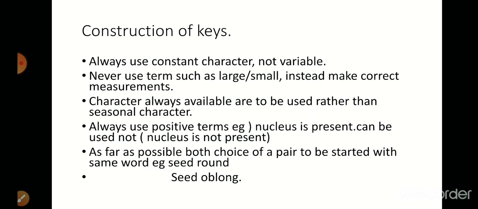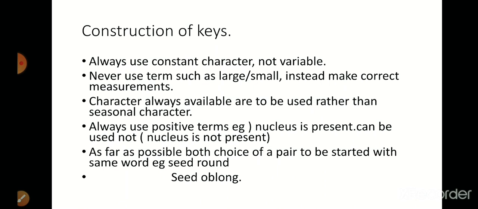As far as possible, both choices of a pair should be started with the same word. For example, seed round, seed oblong. For the construction of keys, both statements we choose should start with the same word. For formation of a couplet we have to use the same character of the organism. For example, seed is round or seed is oblong. So these are the characters which start from the seed.